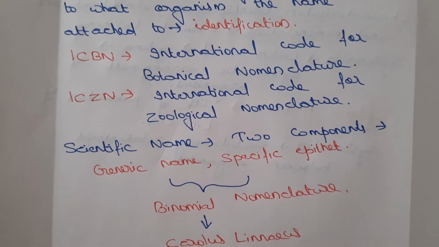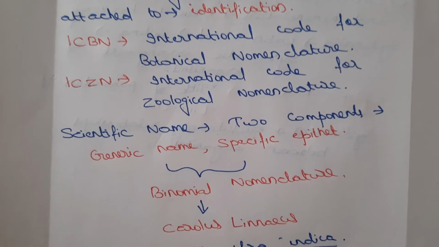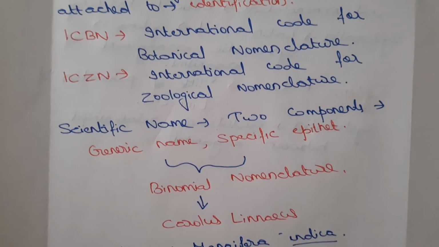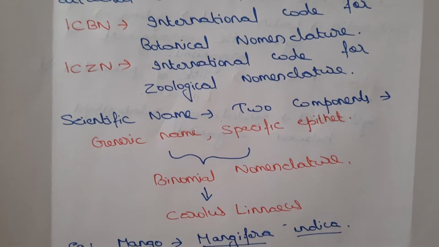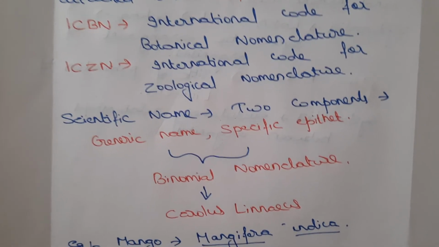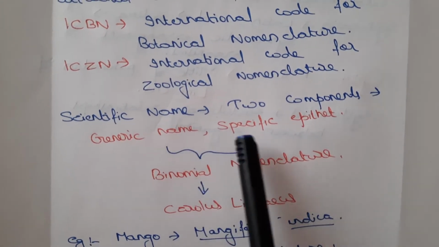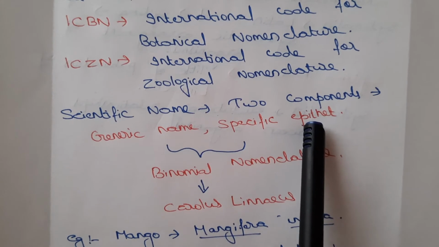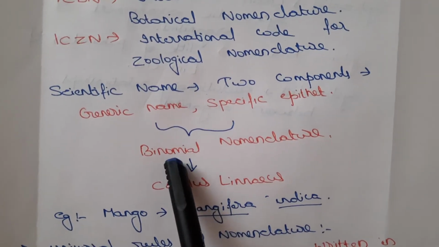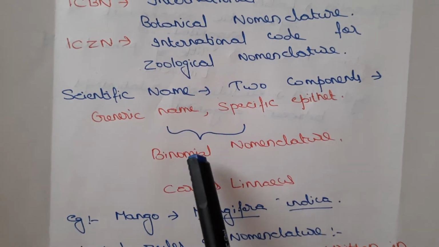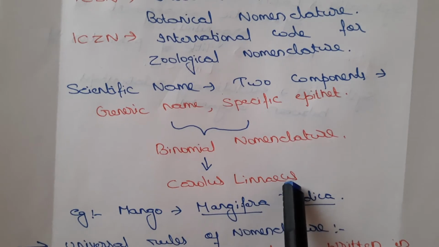Worldwide, we use the binomial system of nomenclature to assign scientific names to each species. Why we call it binomial nomenclature is because the scientific name consists of two components. The first component is the generic name. The second component is the specific epithet. Since there are two names in a scientific name, we call it binomial nomenclature, and this was first proposed by Carolus Linnaeus.